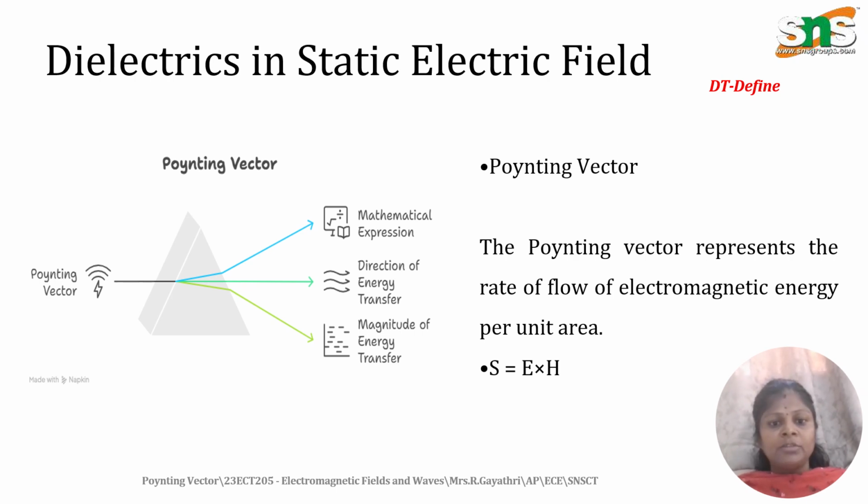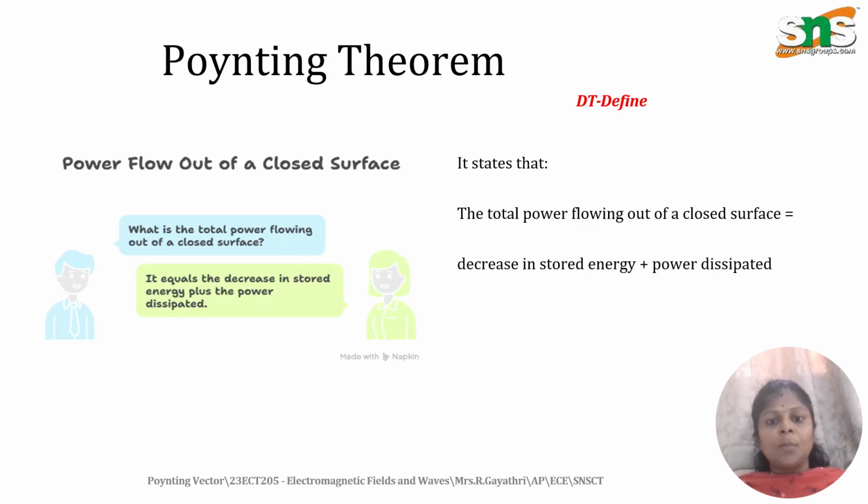The Poynting vector represents the direction in which the energy will be transferred, and the mathematical relation is derived with the help of the Poynting vector, and the magnitude of energy transfer will be derived with the help of this Poynting vector. Coming to the Poynting theorem, it states that the total power flow coming out of the closed surface will be equal to the decrease in the amount of stored energy plus the power dissipated.